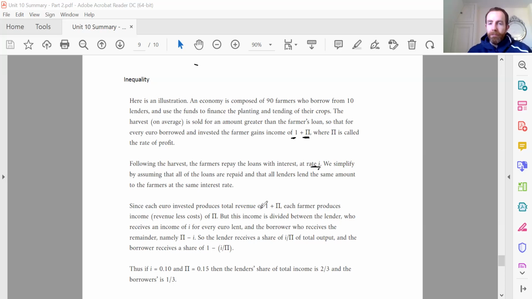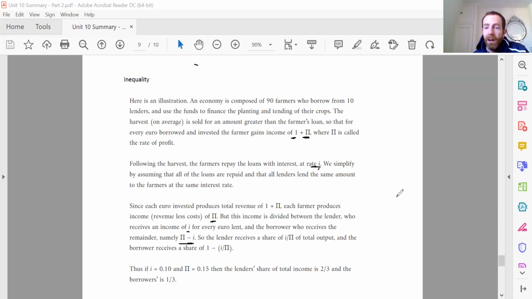So what we're now going to think about is, from the profit that's made, how much do the farmers actually get to keep and how much actually goes to those lenders? So we know that the total profit that's made is pi. And then we know that the interest that has to be paid is I. So the borrowers, the farmers, get to keep pi minus I. And obviously the lenders get I.